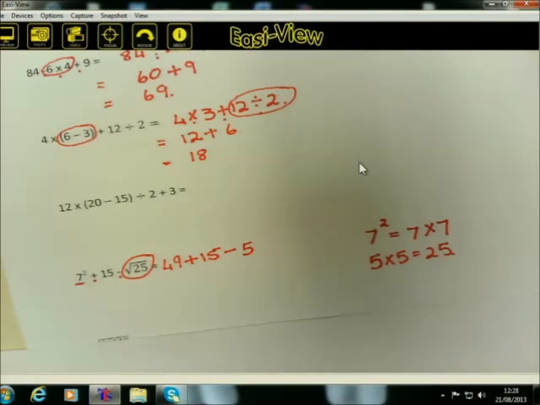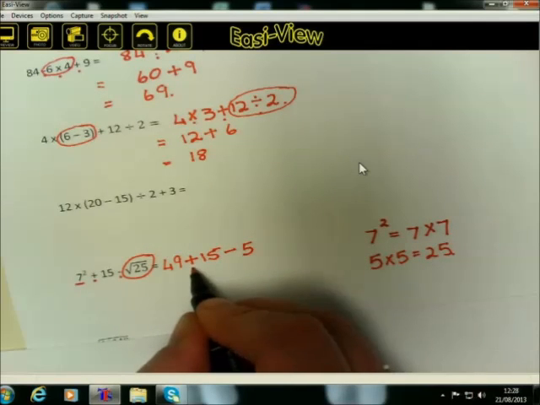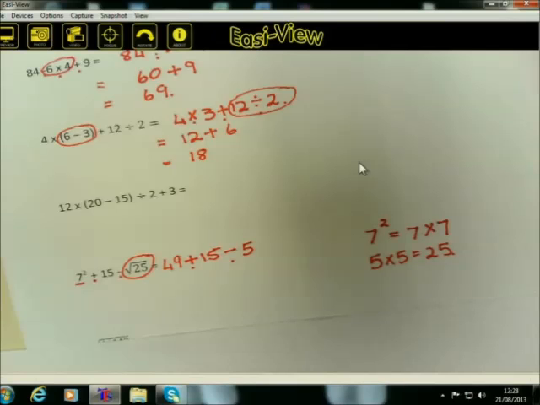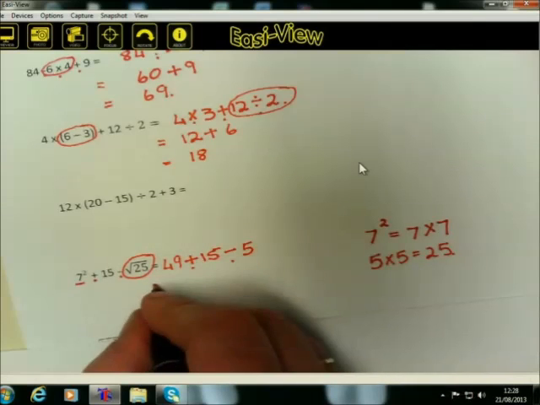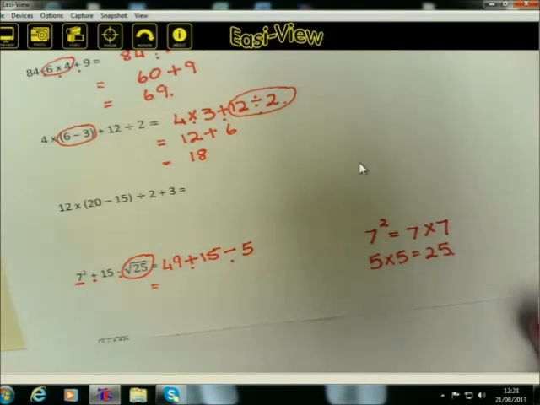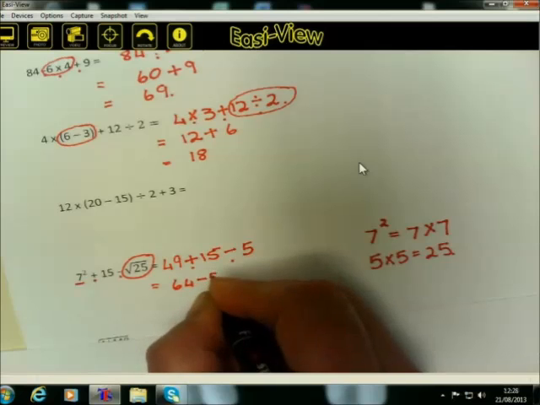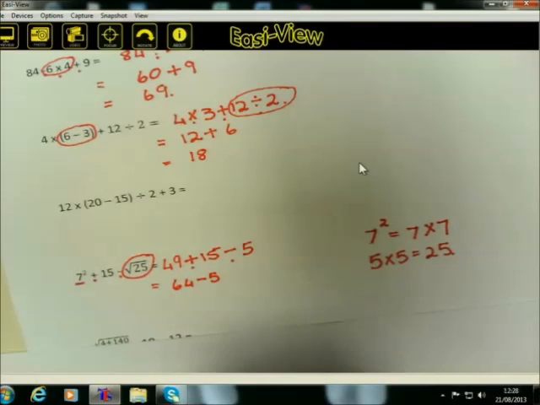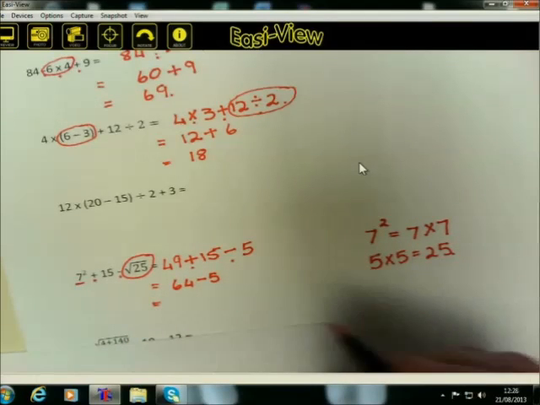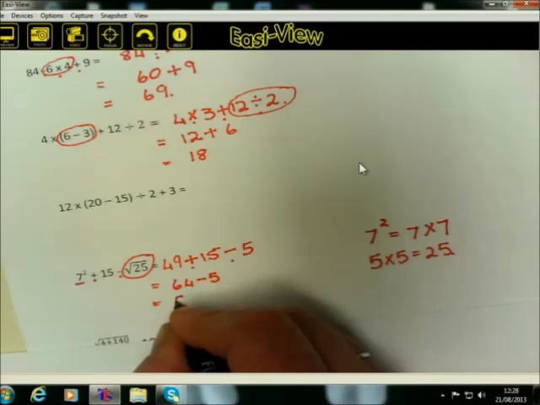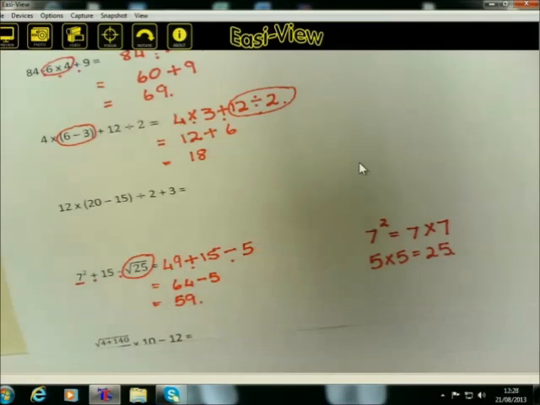And now I can work out. Now I only have plus and minus. So now I can work it out from left to right to get the right answer. 49 plus 15 is 64. And then finally I subtract my 5. 64 minus 5 gives me 59.